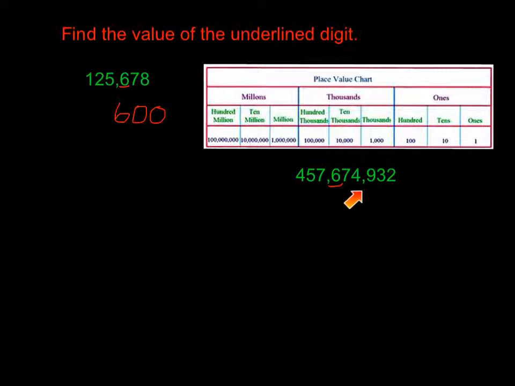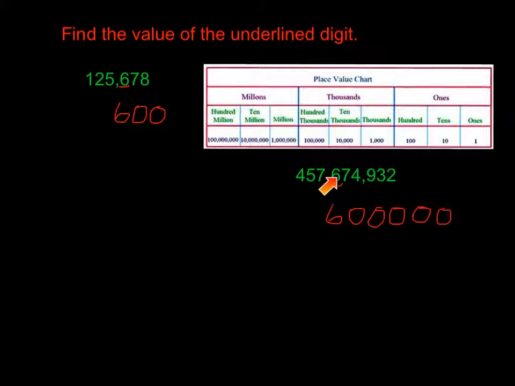On our next one over here, we have a larger number: 457,674,932. And on this one, I'm going to do the same thing. I'm going to look at my digit 6, and we're going to look for the value of the digit 6. Once again, I'm just going to bring down the 6. And once I bring down the 6, I'm going to turn everything else to 0. So my 7 to the right of the 6 is going to be a 0. My 4 is going to be a 0. My 9 is going to be a 0. My 3, 0. And my 2, 0.